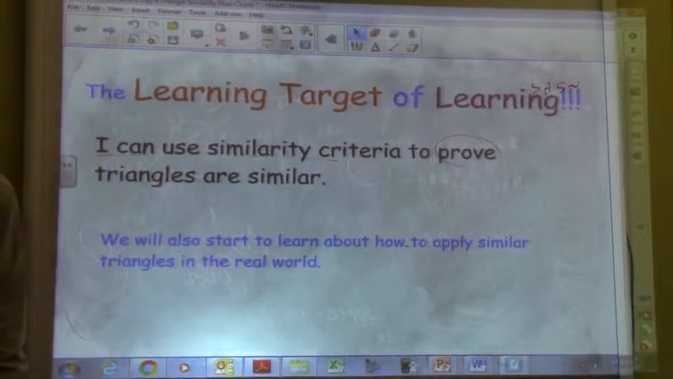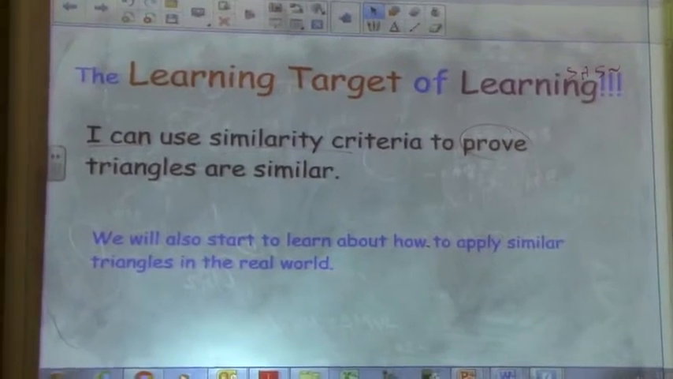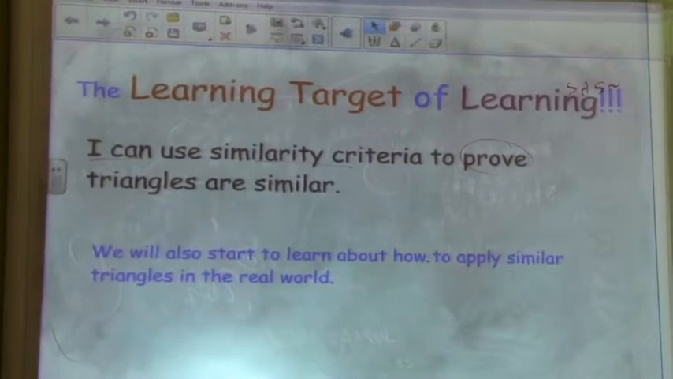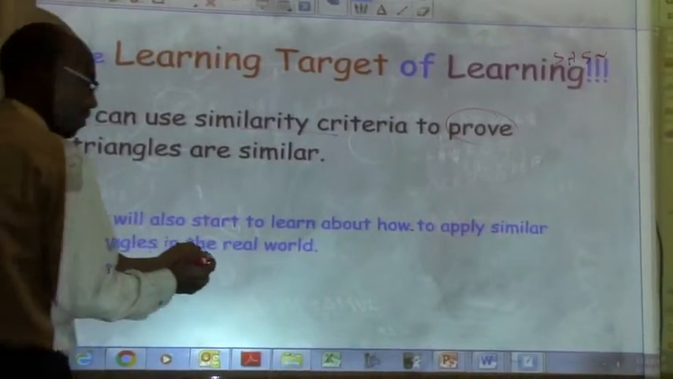In other words, we're about to do the same thing again, but they just said it differently. We will also start to learn about how to apply similar triangles in the real world. Alden's all about the real world.